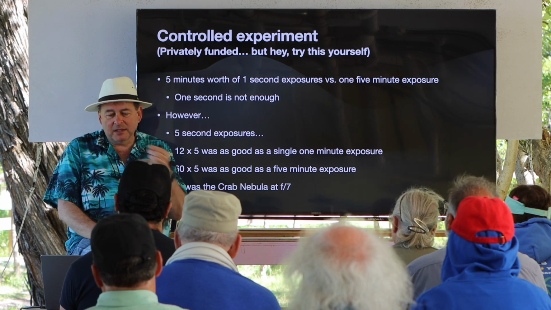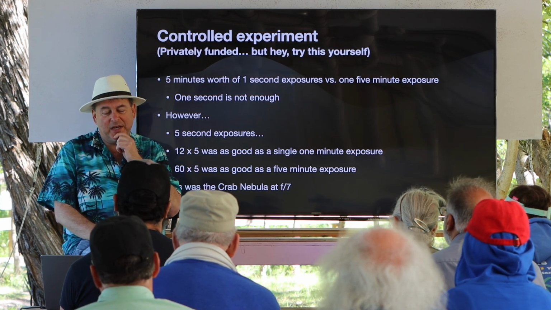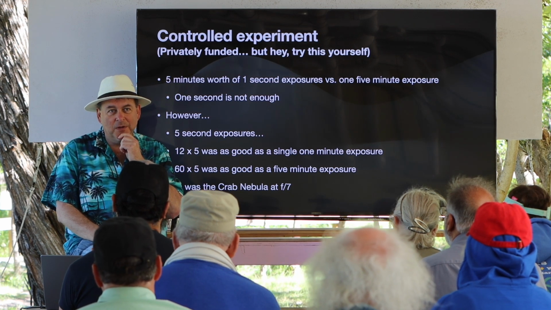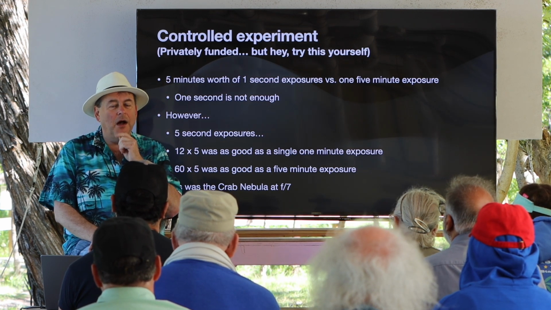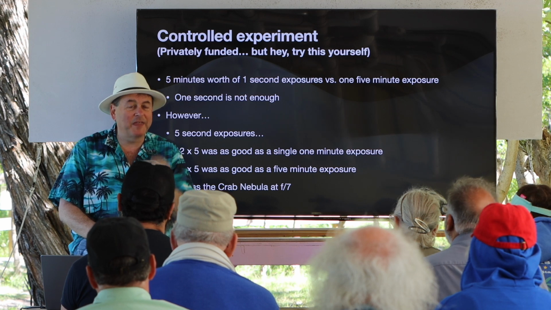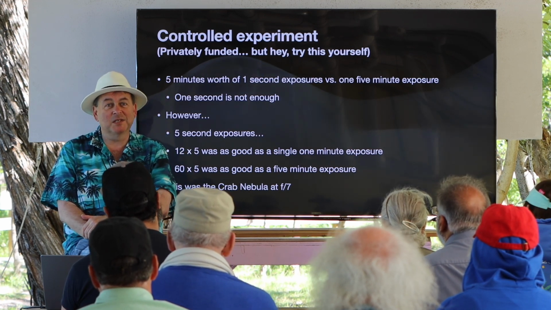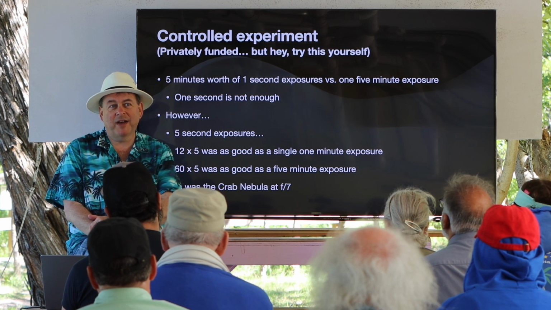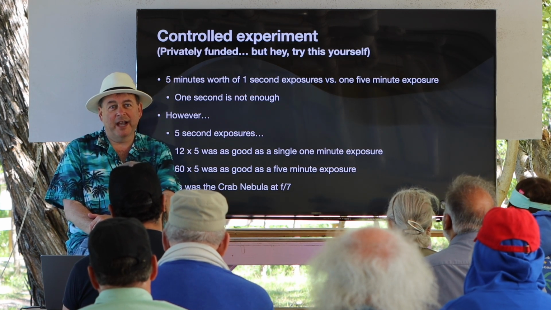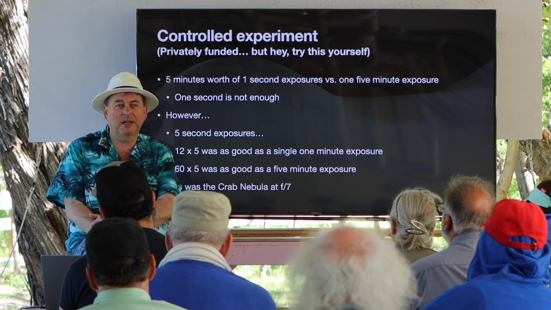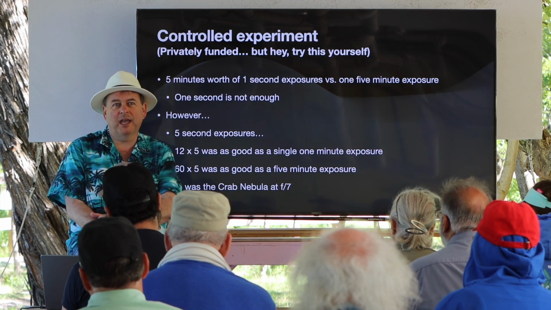12 by 5 seconds, however, was as good as a 1 minute exposure, and 60 by 5 seconds was as good as a 5-minute exposure. You know what that means? On the Crab Nebula only, with that sensor only, and at f7, 5 seconds is enough. I could do lots of 5-second exposures, and it was the same as auto guiding for 10 minutes.